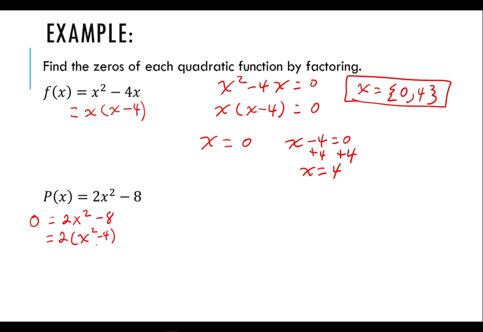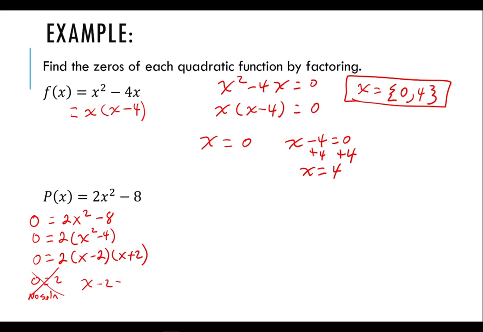At this point, you can factor this. That is x squared minus 4. That's a difference of squares. So this is then 0 is equal to 2 times x minus 2 times x plus 2. So then I use the zero product property. 0 is equal to 2. That's going to give me no solution for that piece. So this one really I get to ignore.